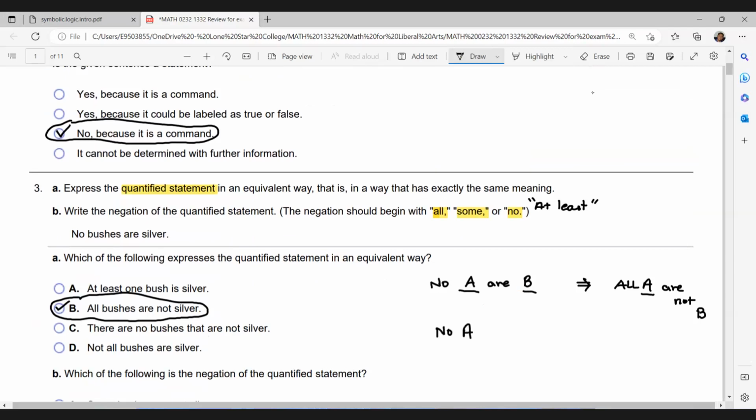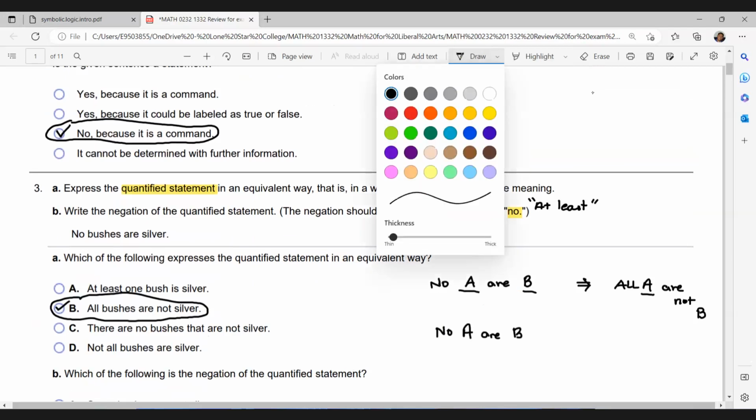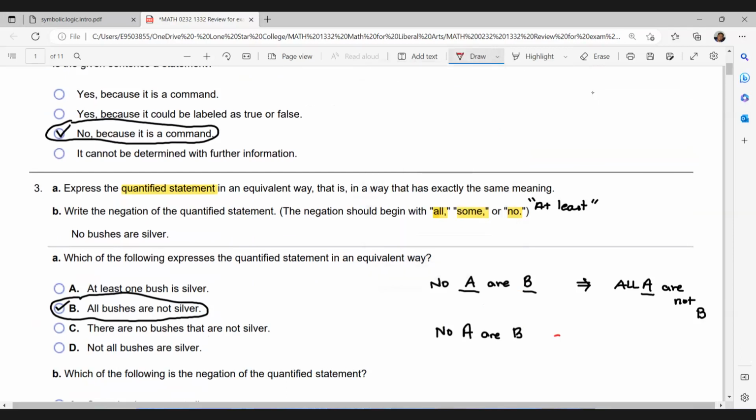no A are B. If we want to negate it, it will not be as simple as just removing or introducing the word not. That will sound kind of weird if I say no A are not B. And so we have to think about this a little bit from a different point of view. And so we want to use some of these words.